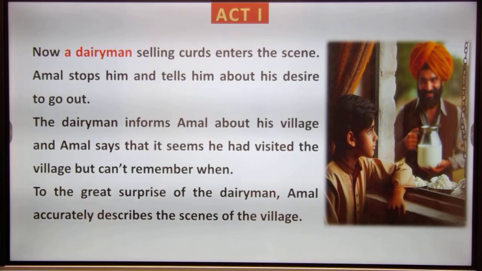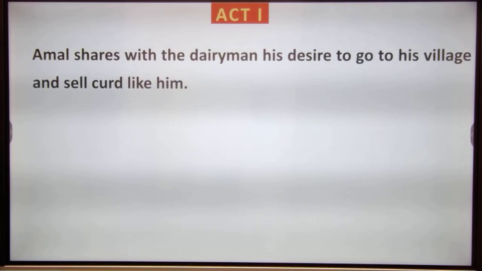Then the dairyman informs Amal about his village. Amal says that with this description, it seems he had already visited the village, but he can't remember when it happened. The dairyman is greatly surprised because Amal has provided very accurate details of his village. So he says, yes, you must have visited the village, but Amal is not able to remember how it can be possible.